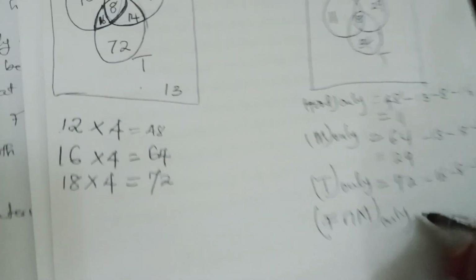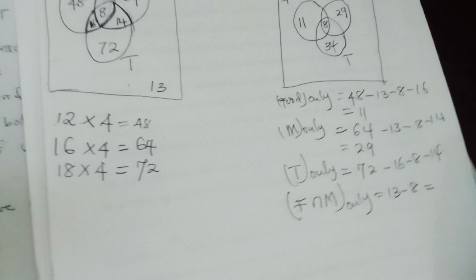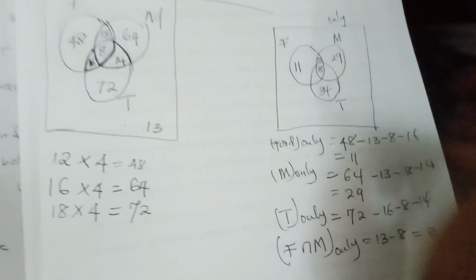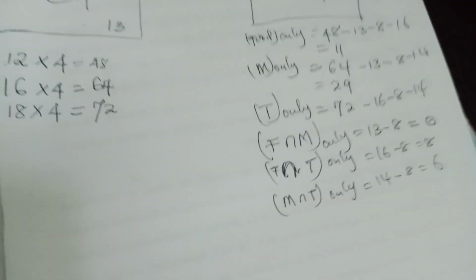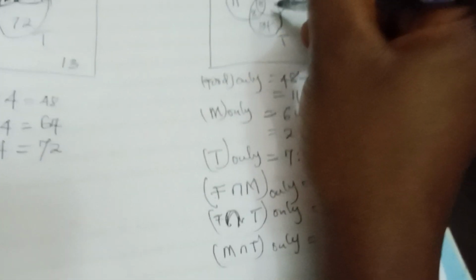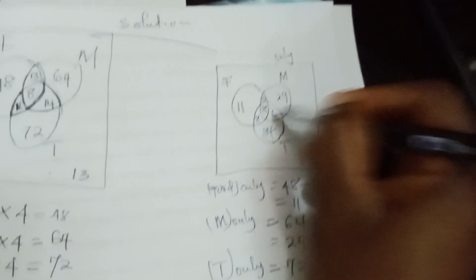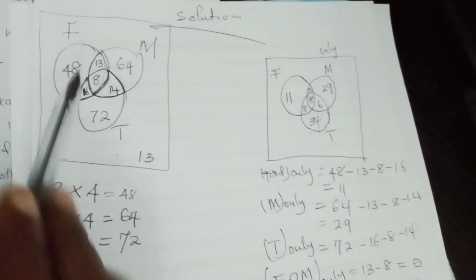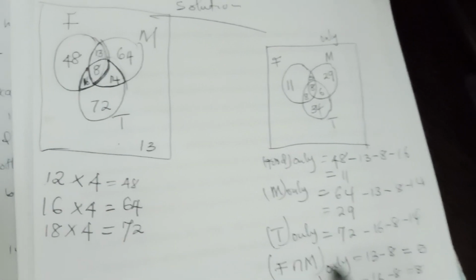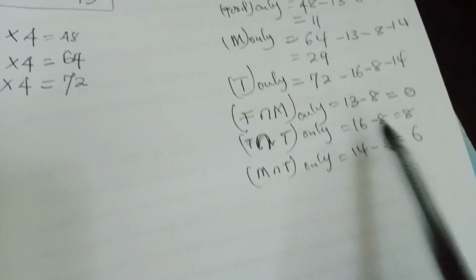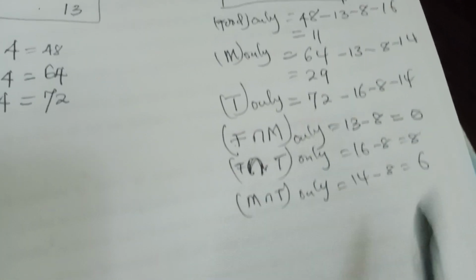So we are going to say 13 minus 8, and 13 minus 8 will give you what? 5. So those that wanted food and money, they are 5. The same way, those that wanted money and transportation only, there are 6. Remember, it's very simple. The same way I explained for money and food, you subtract, just take a look, you get everything.